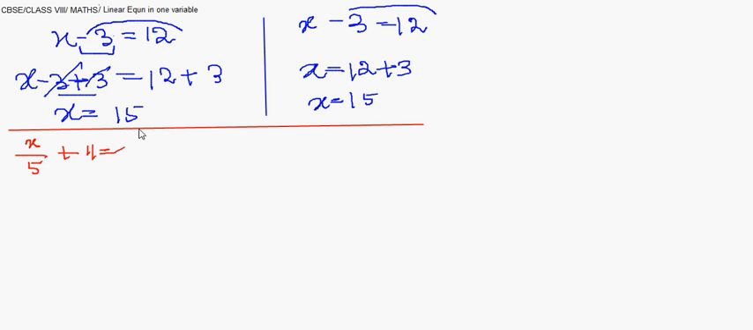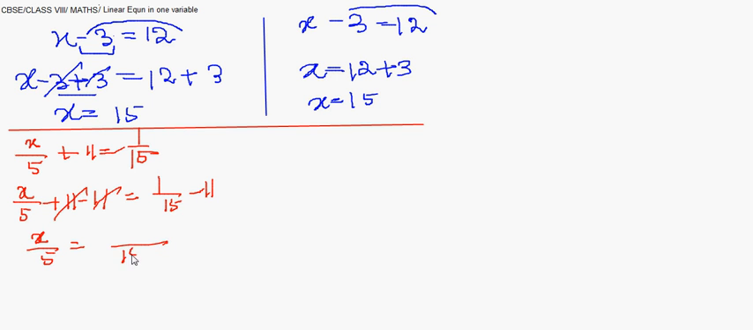See, in the first method, I have to subtract 11 from the LHS to make it only x by 5. So if I subtract 11 on the LHS, I'll do the same on the RHS, thereby leaving this as x by 5 and this as 1 upon 15 minus 11. The LCM is 15, so I'm getting 1 minus 165. LCM is this, 150 plus 15, 165.